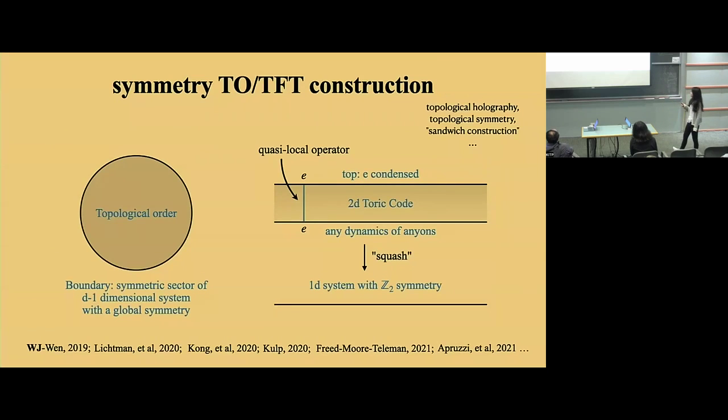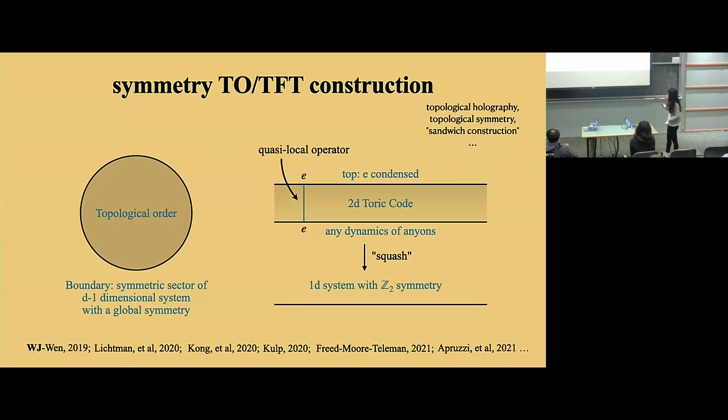So this symmetry TO, TFT construction nowadays has too many names: topological holography, topological symmetry, sandwich construction, and I don't know which one to pick. But the main message, as Xiaogang said, is that if you have a topological order, you care only about its boundary. The bulk is put to the ground state. And then you find that this boundary is exactly the same as a symmetric sector of a D-1 dimensional system with a global symmetry. And then, what's the way to get from this boundary system back to a D-1 dimensional genuine system?